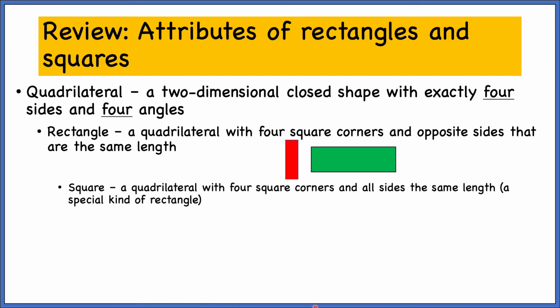We'll also be working with squares. A square is a quadrilateral. It's also a rectangle. So, like a rectangle, it has 4 sides. It has 4 square corners. And the opposite sides are the same length, but in the case of the square, all 4 sides are the same length. So it is the same length, top and bottom, as well as on the right and the left.